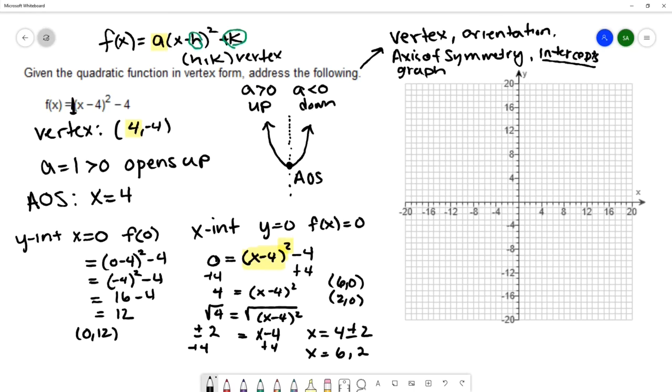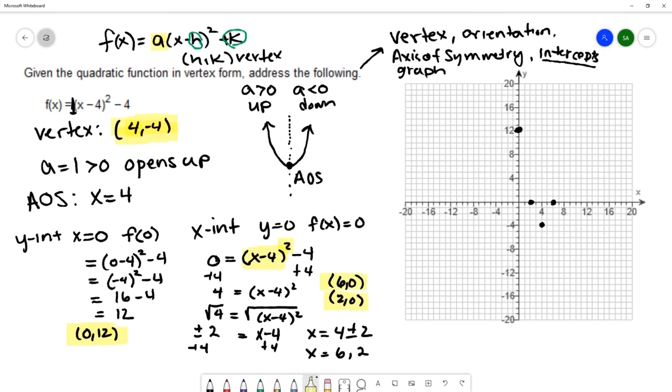Now that I have the intercepts, I'm going to graph this quadratic function. I'm going to use the information that I've gathered. I've got the vertex being (4, -4). I have a y-intercept at (0, 12). I have two x-intercepts at (6, 0) and (2, 0). So (4, -4), my vertex. I have a y-intercept at (0, 12), an x-intercept at (6, 0), and an x-intercept at (2, 0).